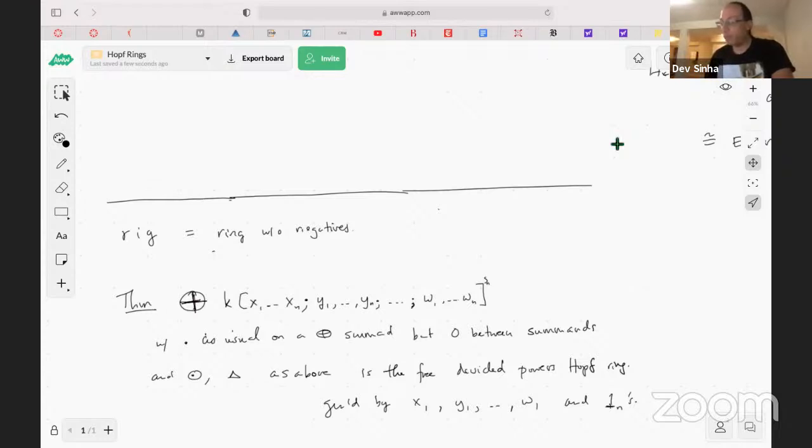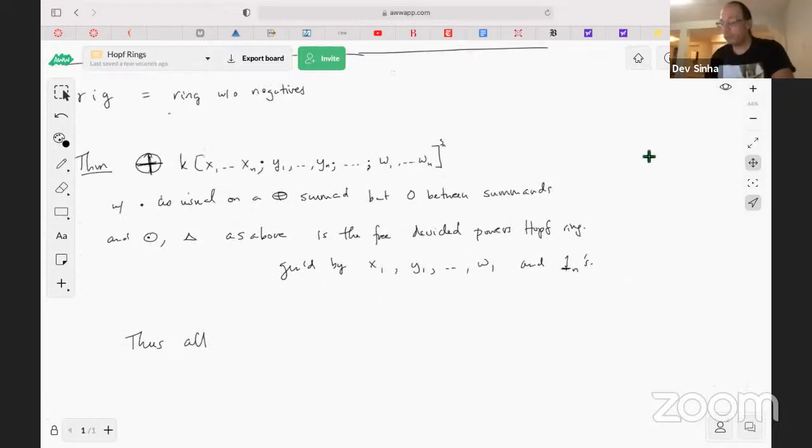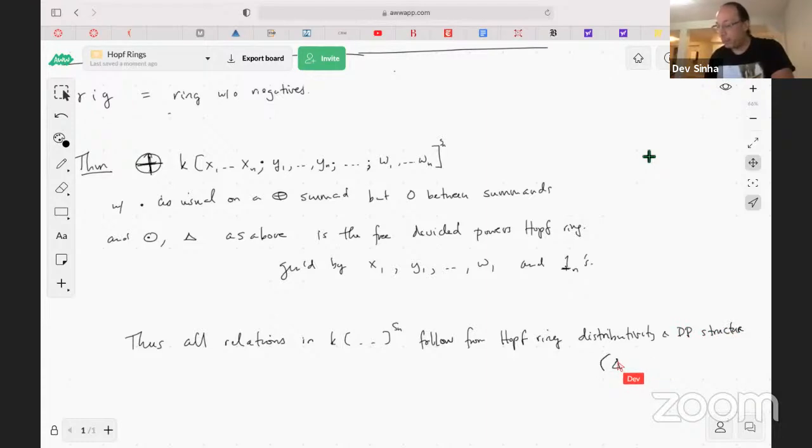The other way to say this is that, informally, all relations follow from Hopf ring distributivity, and the divided power structure, and the fact that it's 0 multiplication between what we often call components.